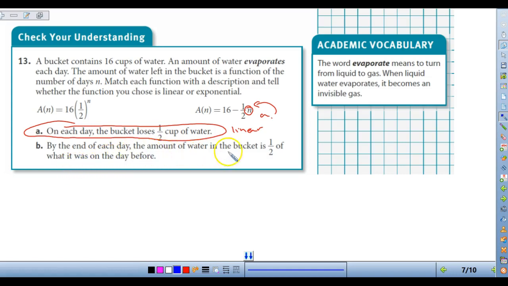By the end of each day, the amount of water in the bucket is half of what it was the day before. So that's half of a smaller and smaller number. So that's going to be geometric. So that is this one. This is B. And that would be exponential. It's multiplying over and over by a factor of 1/2, or dividing by 2 every time. So I think you knew what evaporated meant. It becomes invisible.